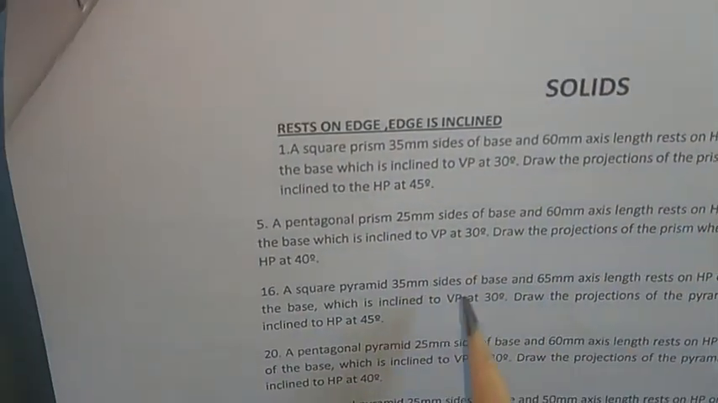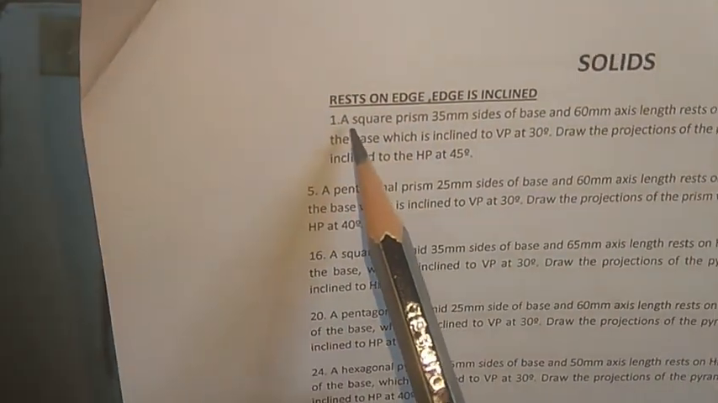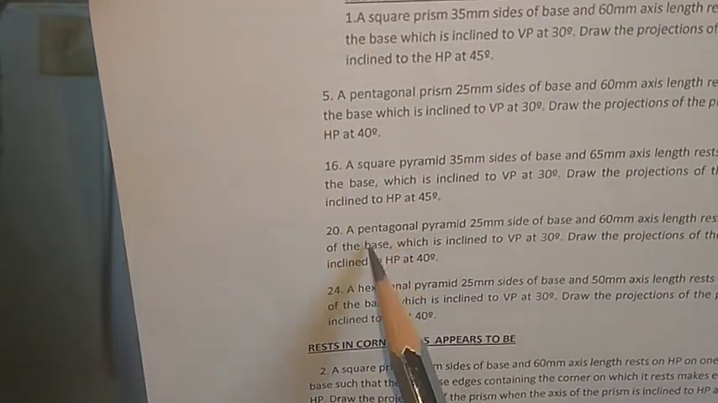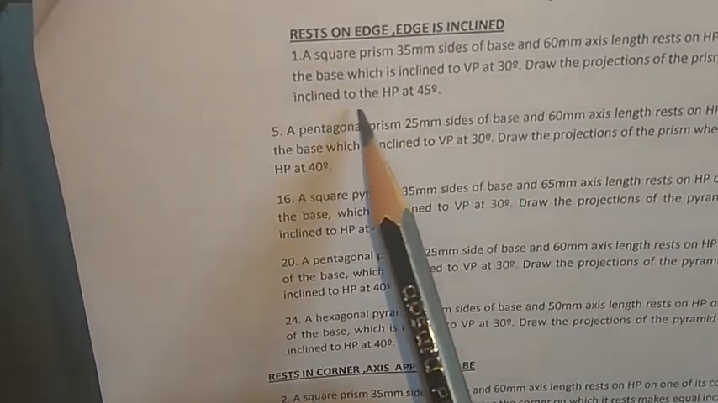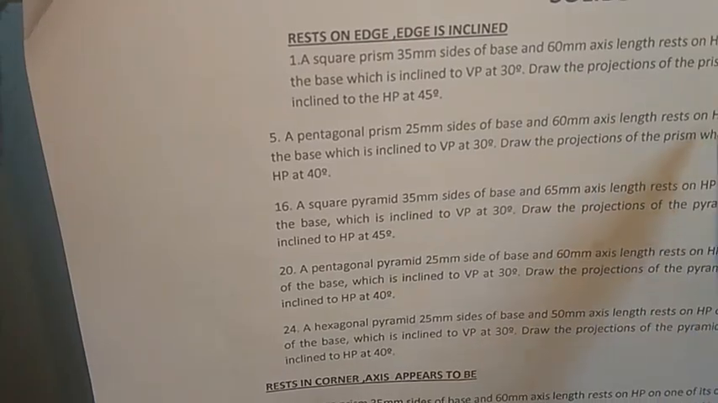So this is number 1, and then we have 5, 16, 20, 24. Only the shape of the prism and a pyramid is different. So rest and all will remain the same.